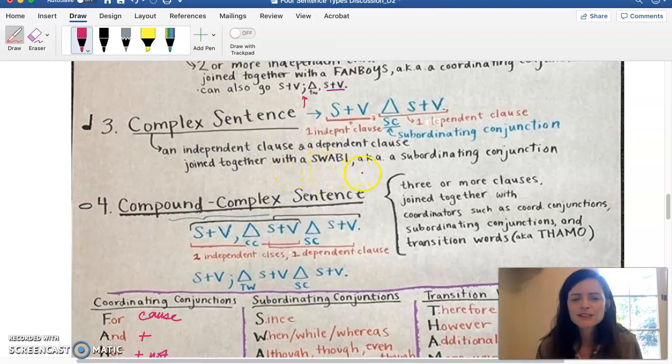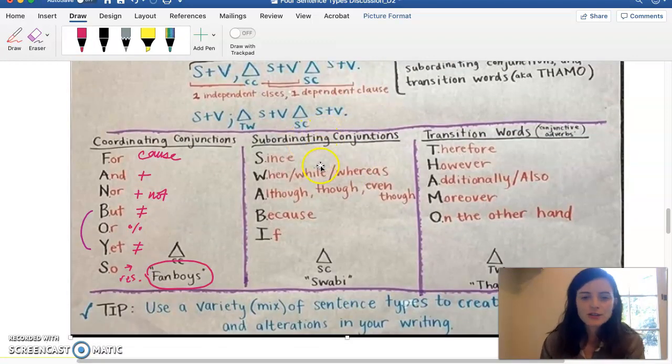We'll look at it in just a minute, also known as a subordinating conjunction. So you've got an independent clause, which is your subject plus verb. You do not need a comma to separate that from the dependent clause if the dependent clause comes second, followed with your subordinator, then a subject, then a verb. If I look down at what are my subordinating conjunctions, the most commonly used ones are since, when, while, whereas, although, though, even though, because, and if.